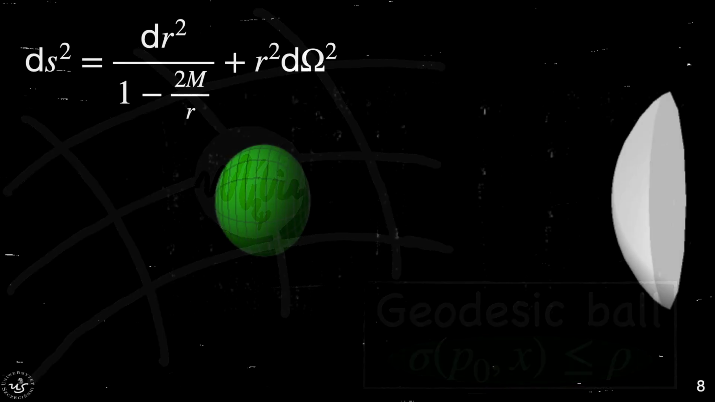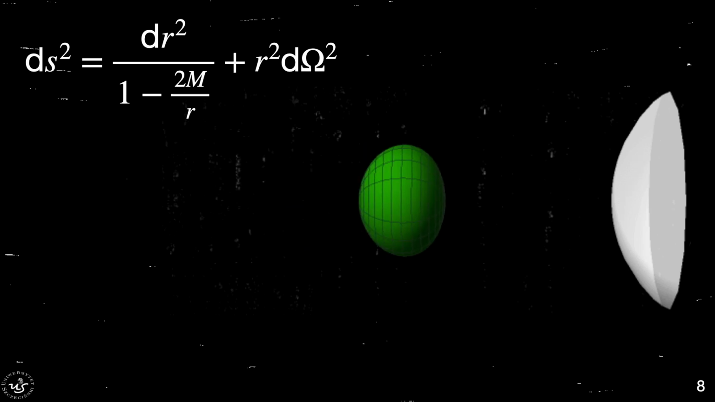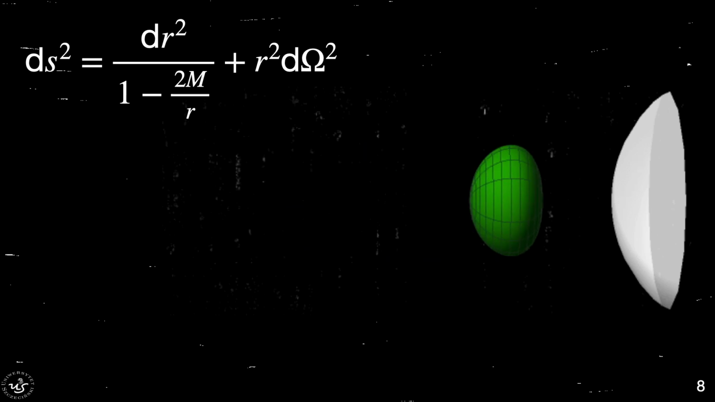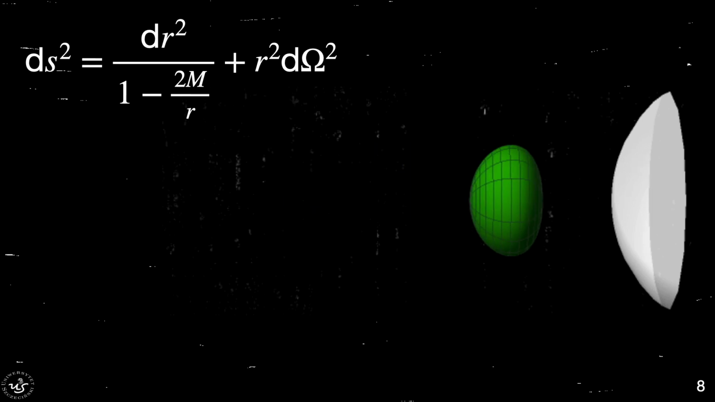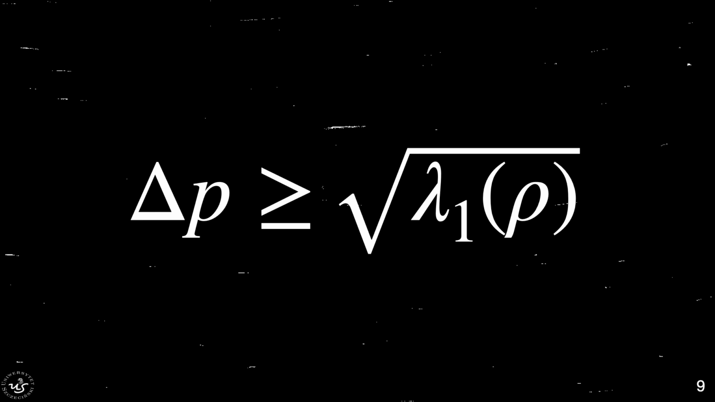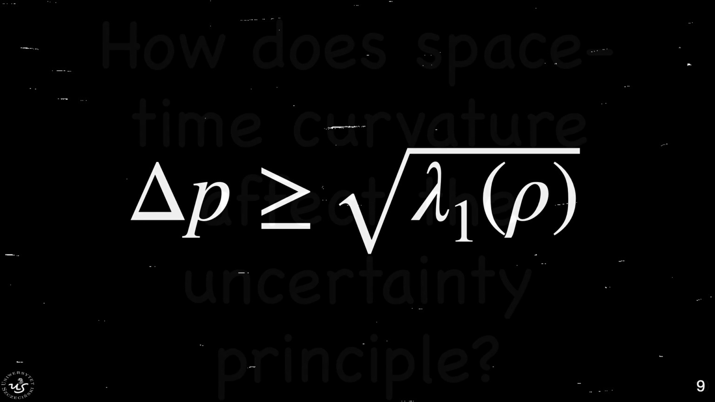For example, here you can see the deformation of a geodesic ball in green approaching the white horizon as seen from the static observer in the Schwarzschild spacetime. Finally, we want to compute the standard deviation of the momentum operator, which in this setup can be shown to be greater than or equal to the square root of an eigenvalue, say λ1, as a function of ρ. This is the desired uncertainty relation.